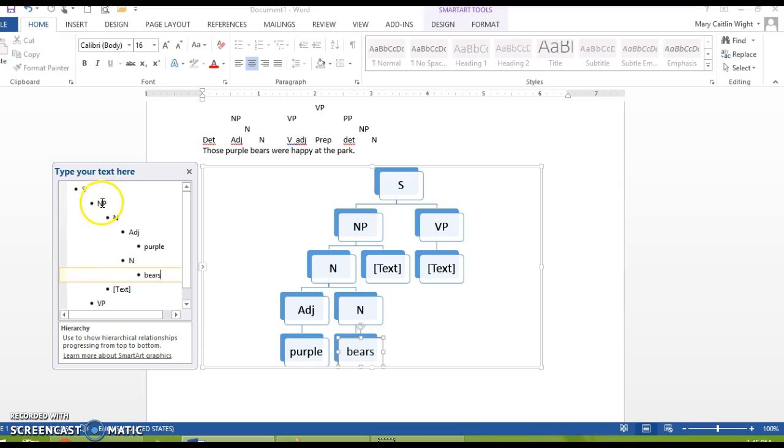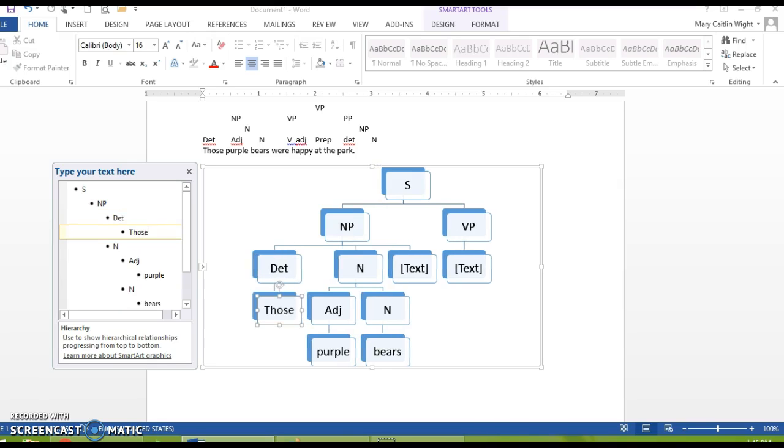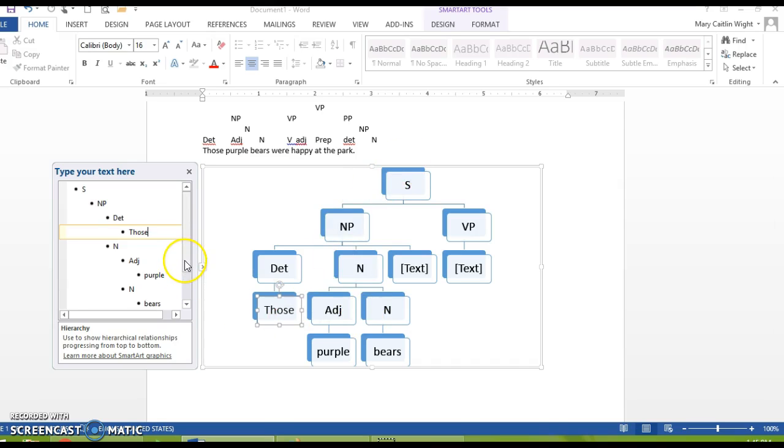But the noun phrase also had a determiner, which was those. So that sets us up for our noun phrase. As you can see, it's nice and organized. Our sentence comes down to noun phrase, comes down to the determiner plus the noun, and the noun is the adjective plus the noun. That's nice and organized on that side. So now let's do the verb phrase side.